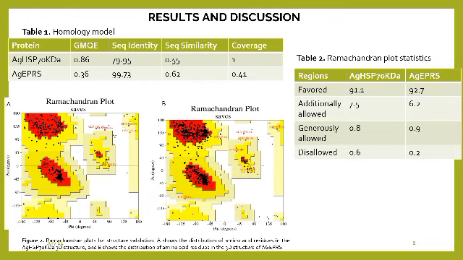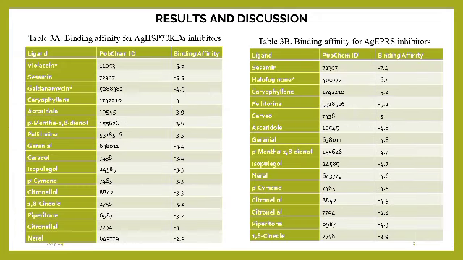Additionally, Figure 2 represents the Ramachandran plot, and from the Ramachandran plot statistics, we have over 90% of the amino acids represented in the favored regions. Table 3A and Table 3B show the binding affinity of the compounds on each of the proteins.